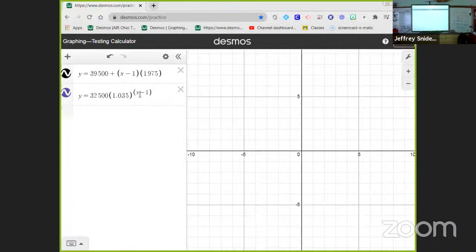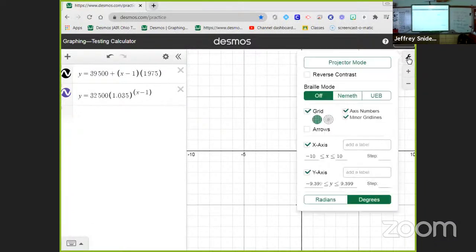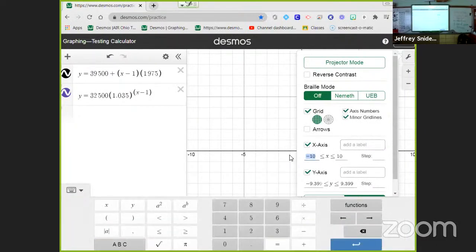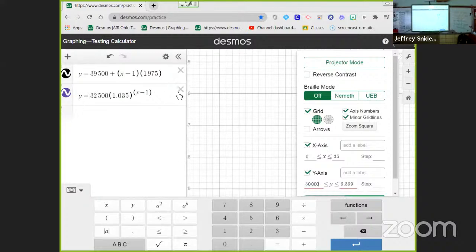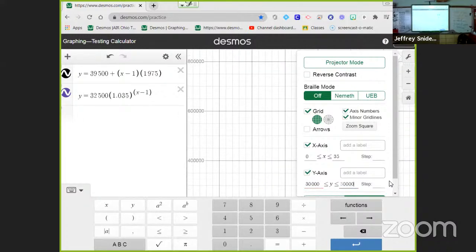Okay. Let's change our window. So X is what? Number of years, right? So you don't need negative years. So let's say somebody's going to work 35 years for a company. Okay, great. Here we go. Y stands for what? The salary. So we know it's not going to go lower than 32,500, so I'm going to make it 30,000. And then we're going to take that up to something like 850,000. That's a lie.